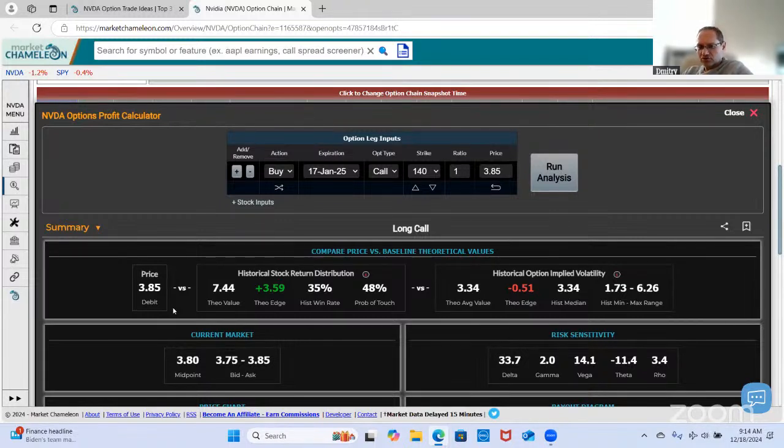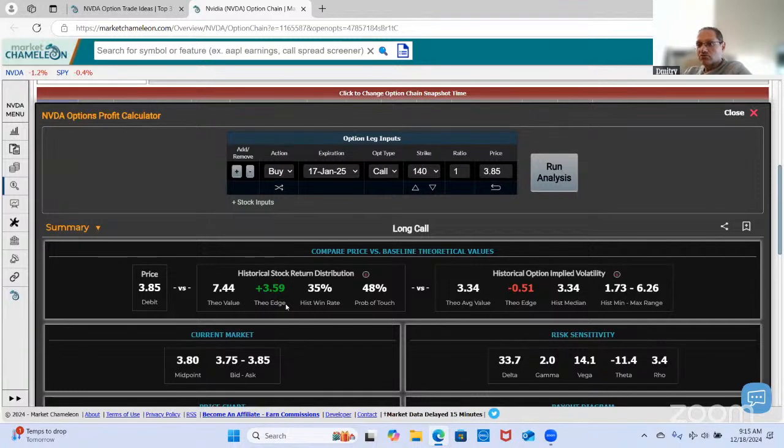Okay, so the first model was that historical stock return distribution, like we were talking about. This is looking at the historical stock behavior and creating this theoretical value, which is at $7.44. So you could see the difference is $3.59, the difference between our market price and our theoretical value.